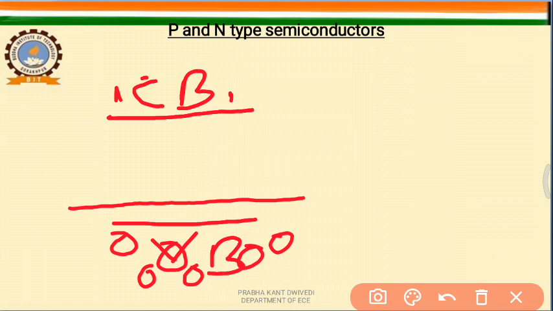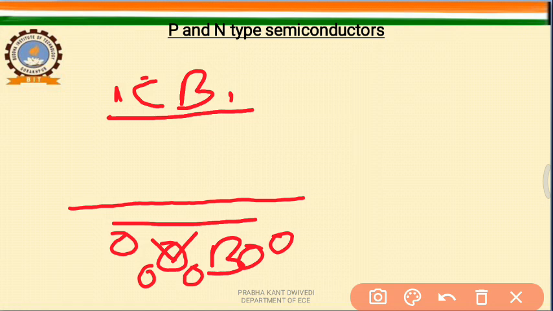So in this way, after doping the trivalent atoms, the concentration of holes increases while the concentration of electrons decreases. These holes are called in this case majority charge carriers, while electrons are called minority charge carriers. And this semiconductor is called p-type semiconductor because positive charges are the majority charge carriers.